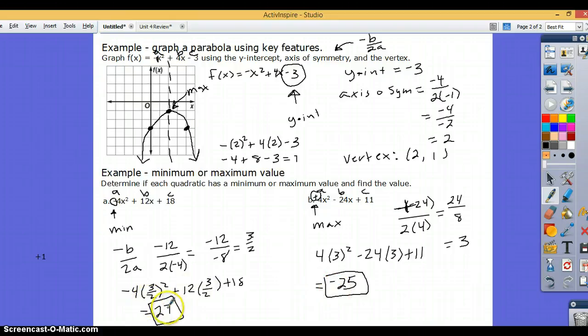So my maximum was 27 here, my minimum was negative 25. That's how you do it. You find the x by using the axis of symmetry, then you substitute in and find the y.